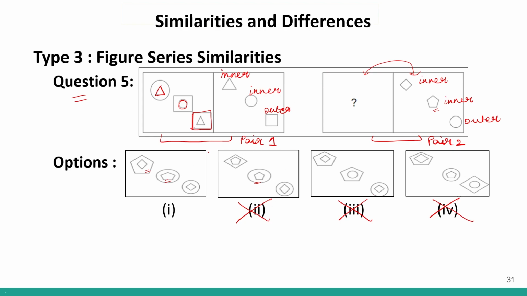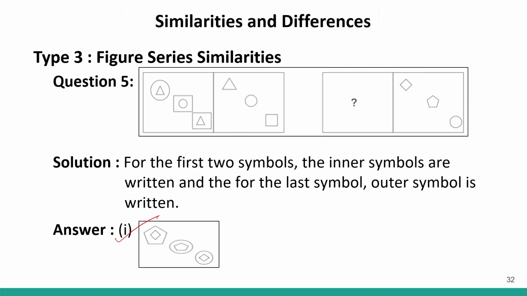So if I have this image, inside a pentagon, I have a diamond. Inside a circle, I have a pentagon. And inside a circle, I have a diamond. I have something like this. So this is the inner image, this is the inner image, and this is the outer image. So option number 1 follows the same logic. Hence our answer will be option number 1.